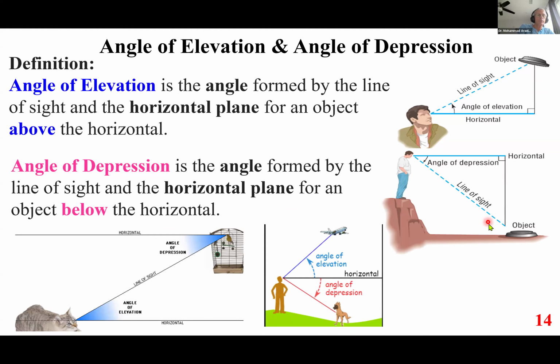So that would be an interesting way of putting it. The cat looking up, this angle is the angle of elevation, and the bird looking down, that would be the angle of depression. Or in this case, looking up for the plane, looking down for the dog, and that is the simple definition.